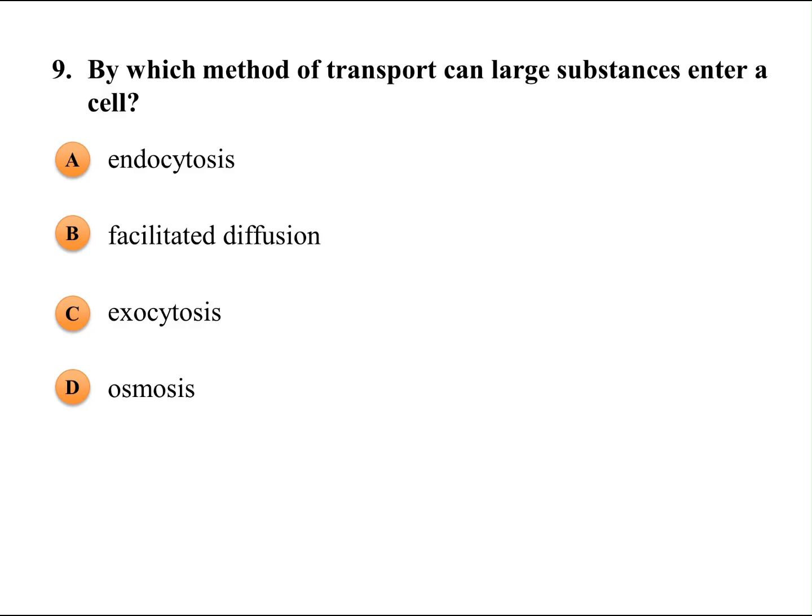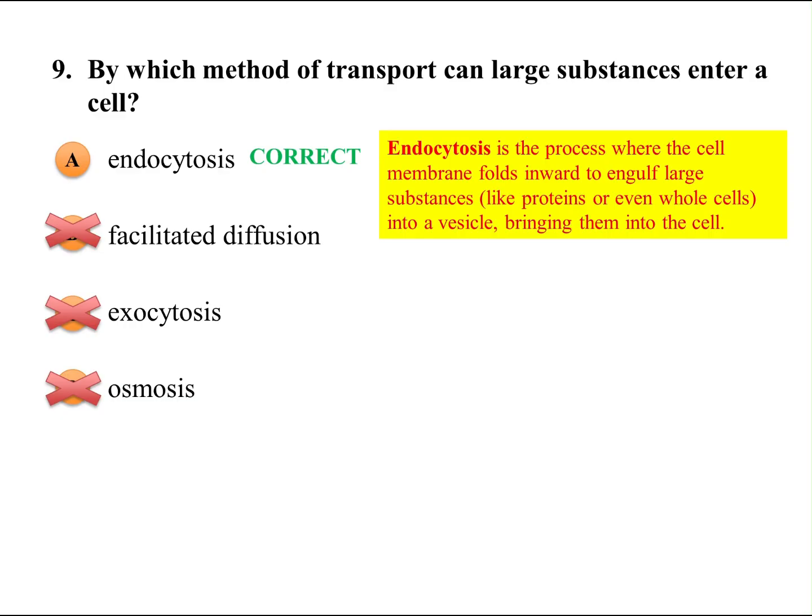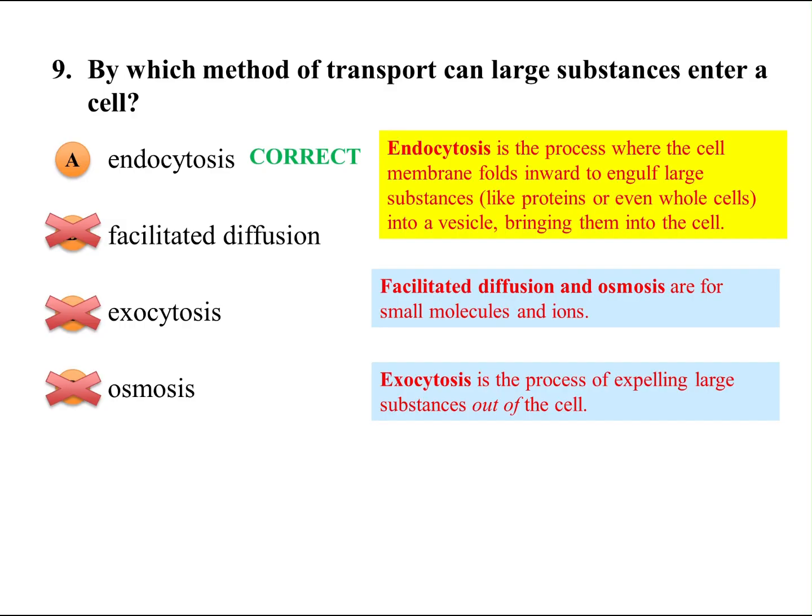By which method of transport can large substances enter a cell? Of course, the answer is endocytosis, because endocytosis is the process where the cell membrane folds inward to engulf large substances. And you know that facilitated diffusion and osmosis are for small molecules and ions, and exocytosis is the process of expelling large substances out of the cell.